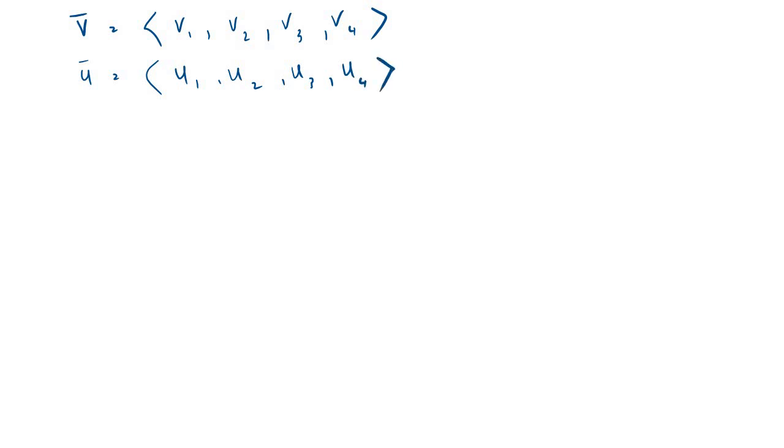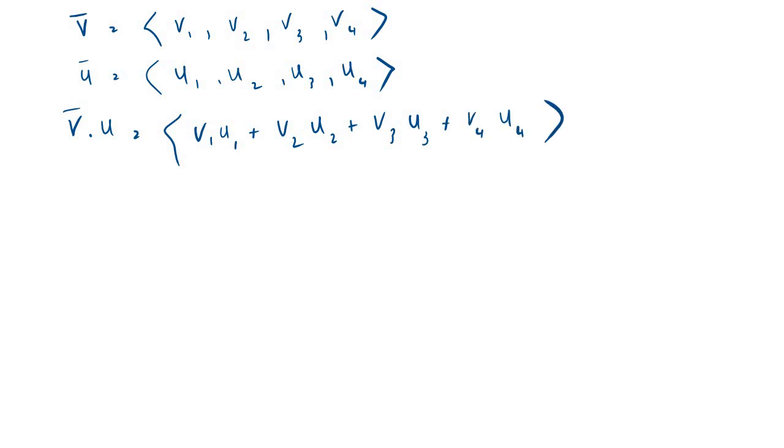Let's say V is a multidimensional vector, not just two values. In 4 dimensions it would be V1, V2, V3 and V4, and let's say U is equal to U1, U2, U3 and U4. So V dot U would be v1 u1 plus v2 u2 plus v3 u3 plus v4 u4. That would be the dot product.